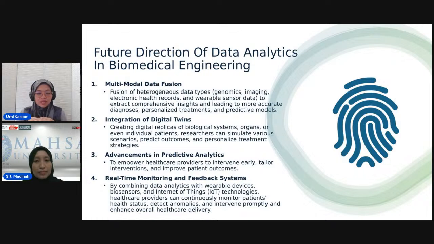Okay, and finally, we have a real-time monitoring and feedback system. We already have wearable devices, biosensors, and IoT technology. Sometimes it's siloed, or maybe the data we just keep by ourselves. So in future, we can combine all this data and technology, so healthcare providers can continuously monitor patient health status, detect anomalies, and intervene promptly, and finally enhance overall healthcare delivery.